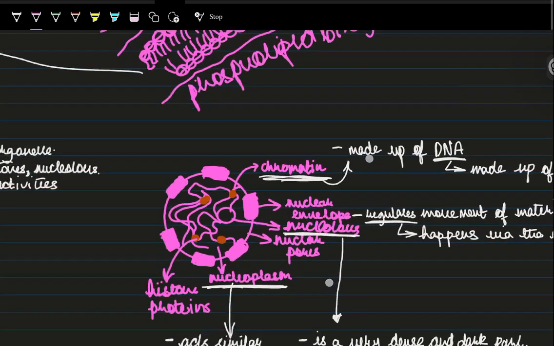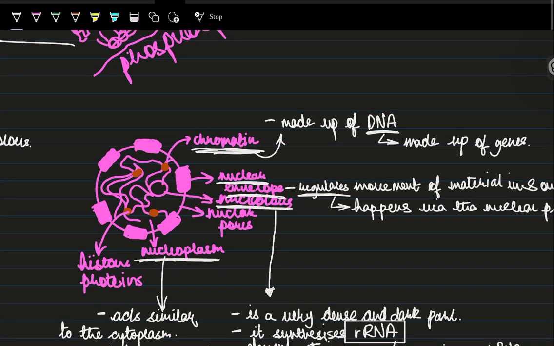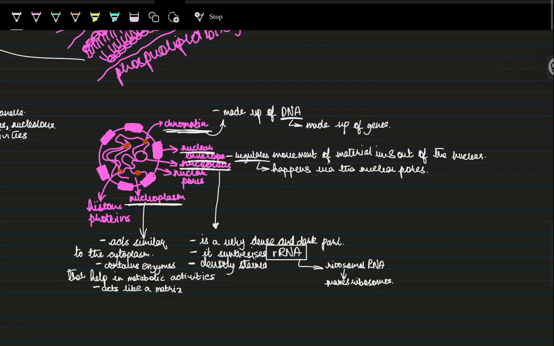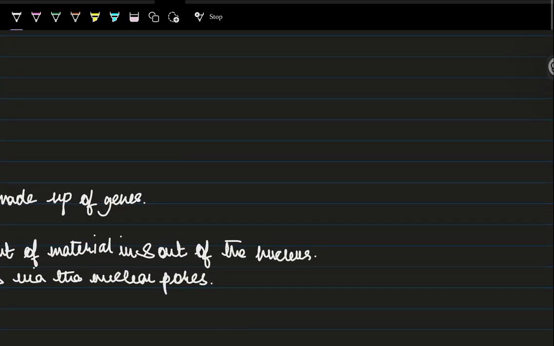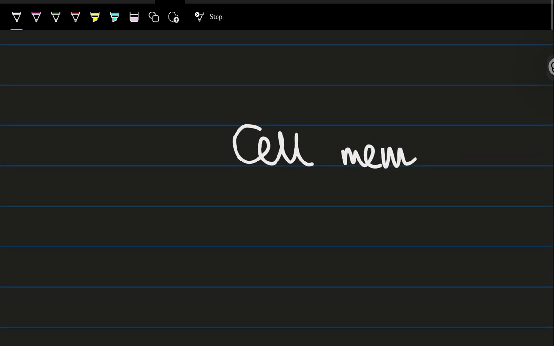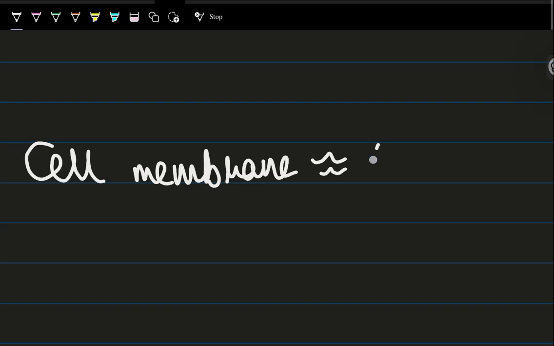The nuclear envelope, let me underline it. It regulates movement of material in and out of the nucleus, like the cell membrane does to the cell. Let me just write this. Cell membrane is similar, not the same, to the nuclear membrane. Cell membrane does not have pores in it.